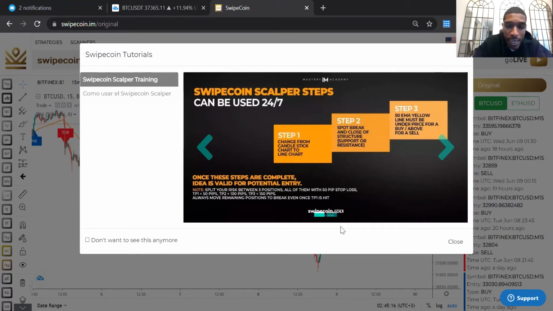You just need to know where it's at, okay? Step 3, the 50 EMA yellow line must be under price for a buy and above for a sell, right?